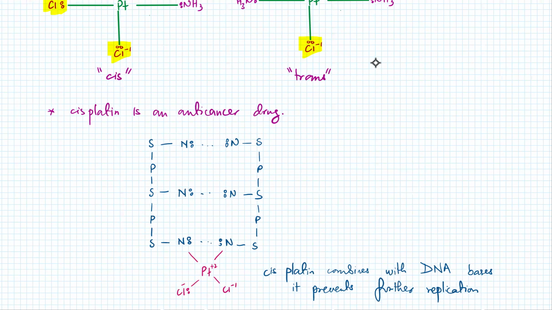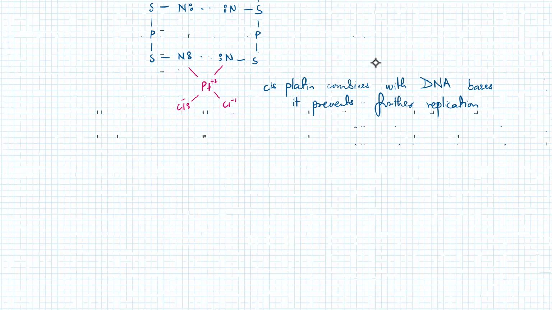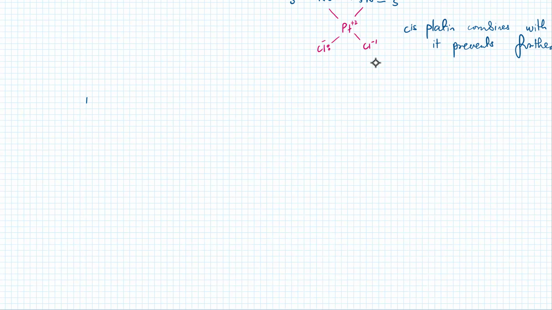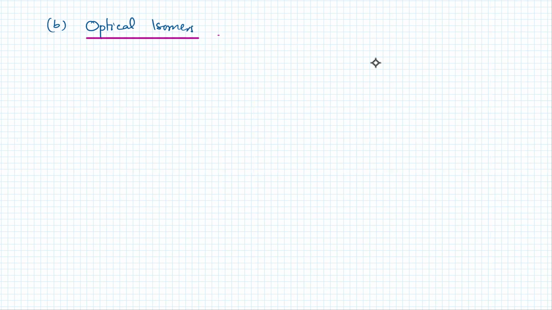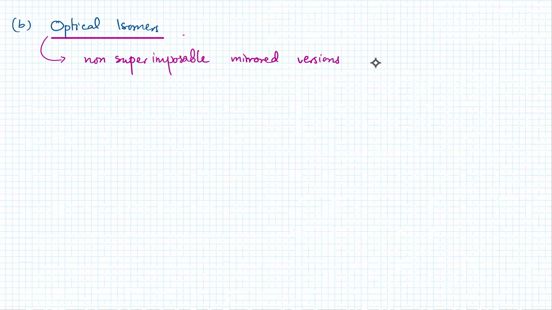So that is geometric isomerism. Then there's another thing which is called optical isomerism. That's the whole chirality thing, the mirror images. So you've got optical isomers in complex molecules as well. Remember, they're basically non-superimposable mirrored versions, right? Like your two hands are optical isomers of each other. They're non-superimposable. They're mirrored versions of each other.